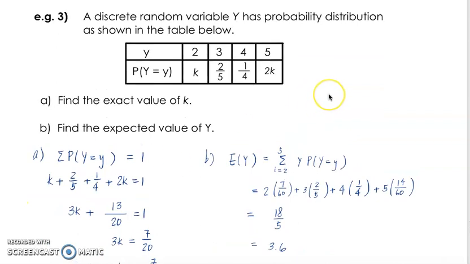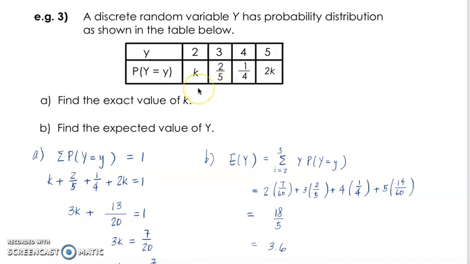Next example. So discrete random variable y has this particular probability distribution. So this is a very typical IB type question that you'll see. So they will give you a probability distribution with some missing values. So part A, you're going to find the exact value of k. Well, knowing that if I add up all the probabilities in the probability distribution, what does that have to equal to? Right, it has to equal to 1.